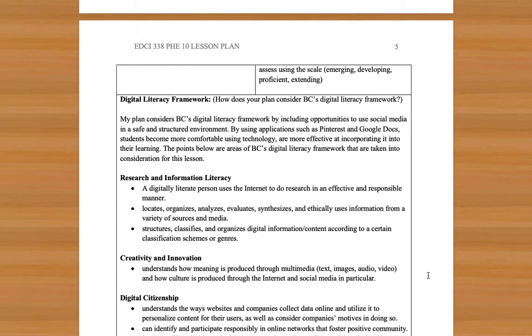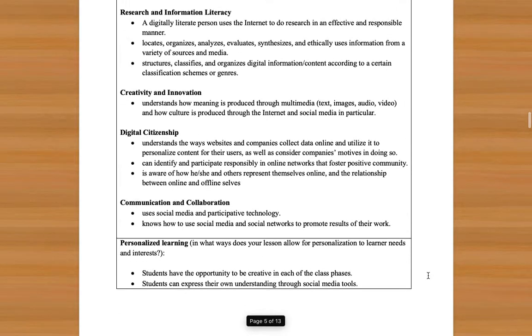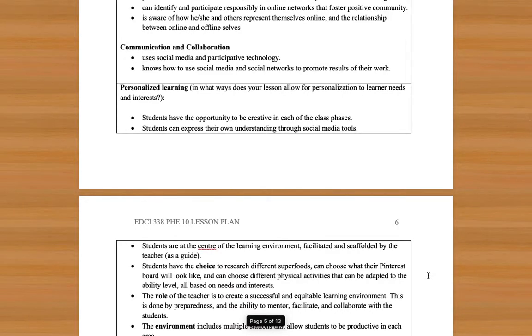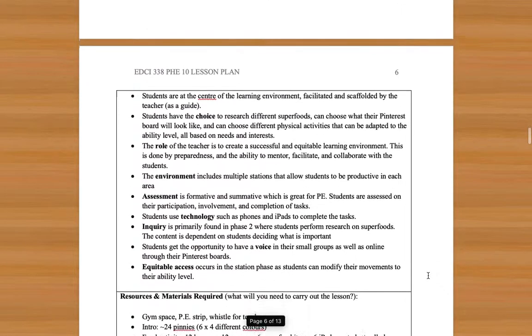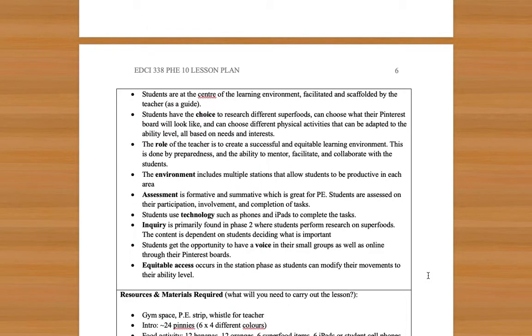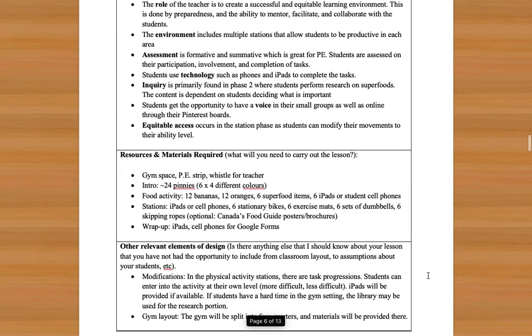So digital literacy framework, if you'd like to read through this, feel free. It identifies some of the areas I felt were relevant towards this unit. Personalized learning. So students have the opportunity to be creative. They express their understanding. The student is at the center of the learning, which is what I really wanted to focus on. And then I ran through some of the creative framework, and if you want to read those, that outlines how I've met personalized learning in this lesson. And then if you ever want to do this lesson, here are some of the resources and materials that I have identified that you can use.